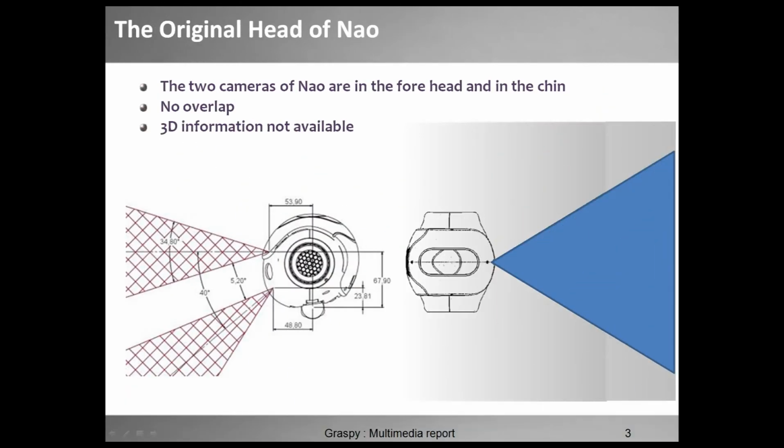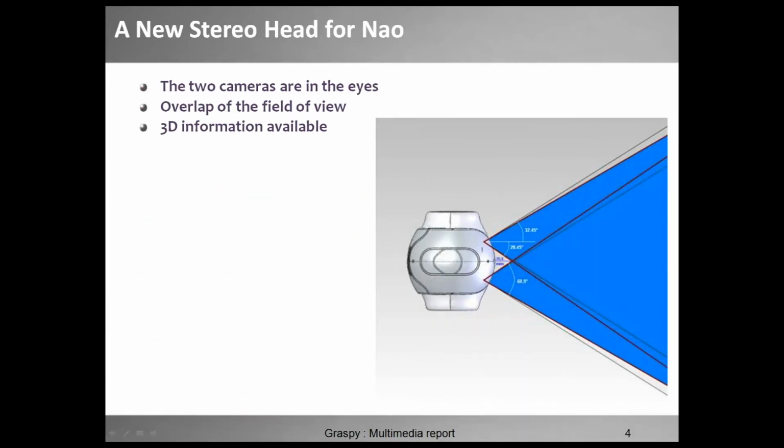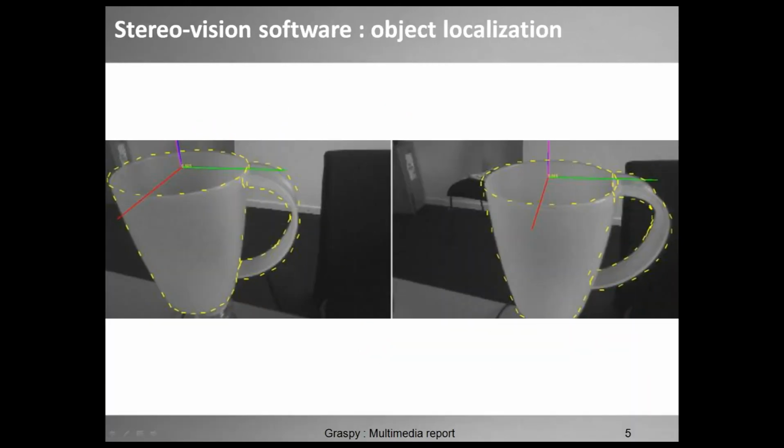Originally my cameras did not allow stereo vision, so it was difficult for me to localize objects in front of me. So the engineers of Aldebaran put my cameras in my eyes. It helps for 3D vision. My stereo vision software detects a cup given to me and determines its pose relative to my head.